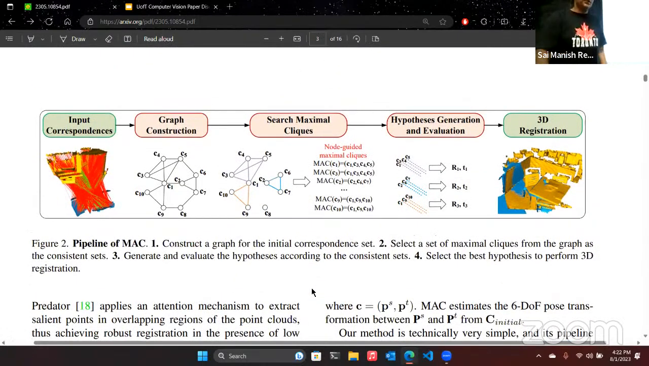Yeah, just to finish that up, after finding all the maximal cliques, we use a selection algorithm to find which are the best cliques to be used, because sometimes we end up with about 10,000 cliques and we don't really want to use 10,000 cliques for the hypothesis generation. So we use some particular selection techniques, which we'll talk about shortly. And then we do the usual process of hypothesis generation using SVD and then the 3D registration.